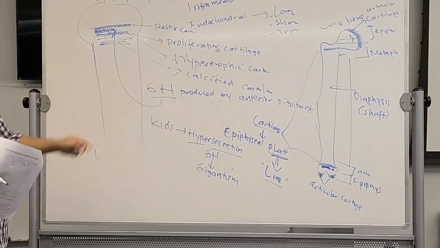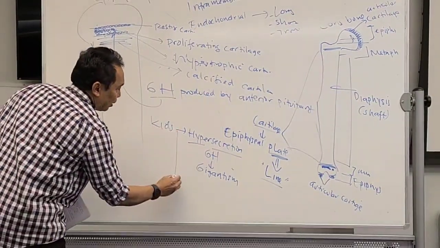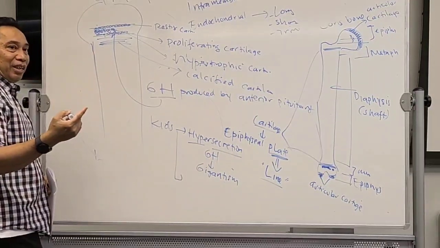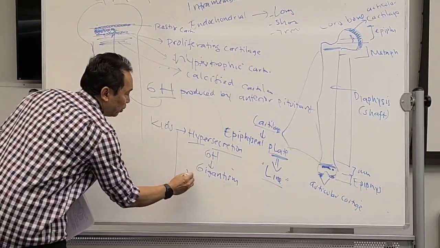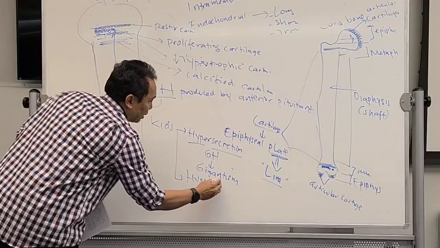Now, what happens if the kid produces too little growth hormone? It's called hyposecretion.